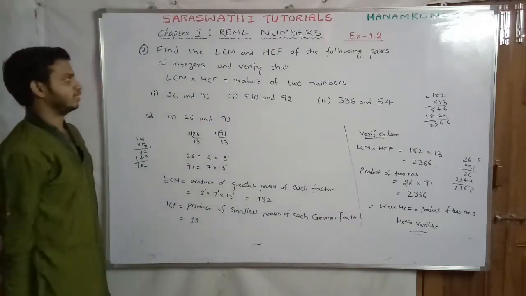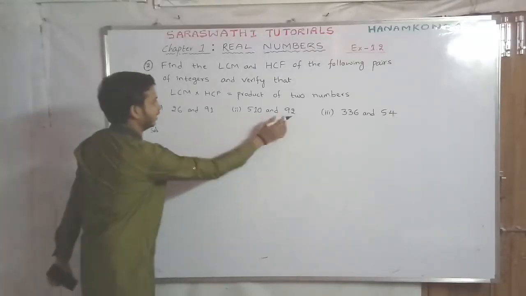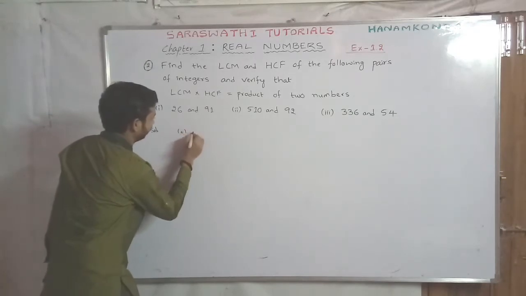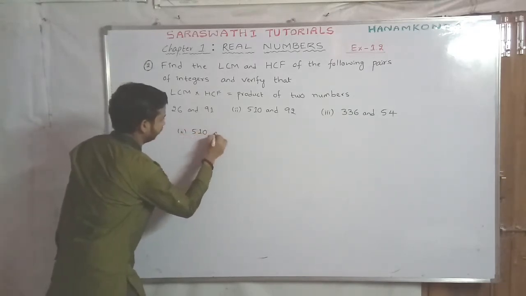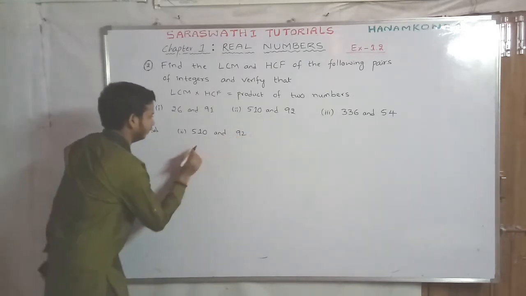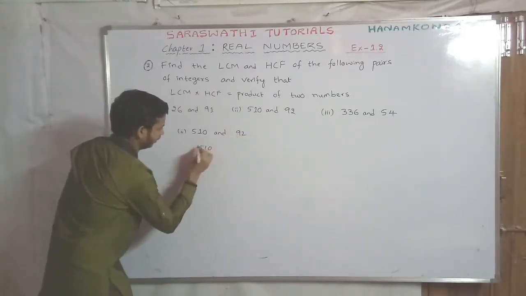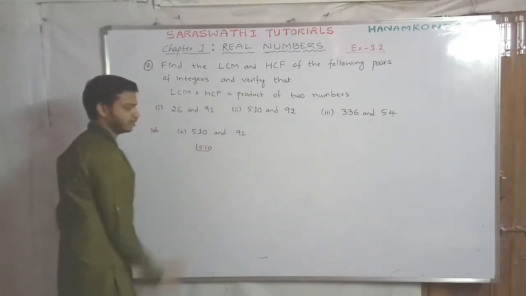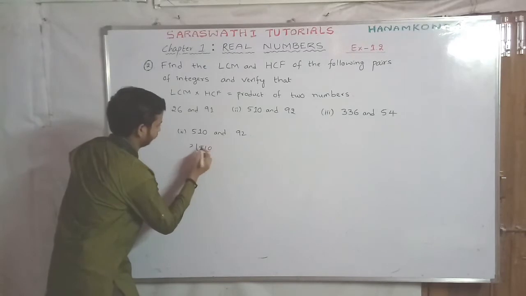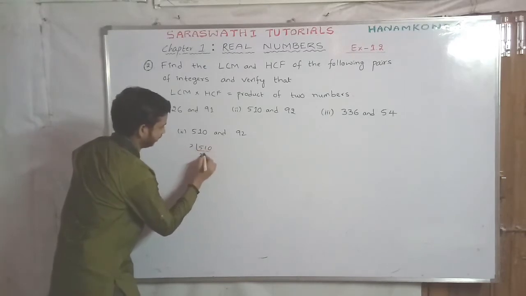Let us discuss the next question. The next question is 510 and 92. Let us solve the second one. Given 510 and 92. Let us factorize the 510 value. Since the last digit is 0, it is divisible by 2. 2 twos are 4, 1 1 11, so 2 fives are 10, that means 510 is 2 into 255.